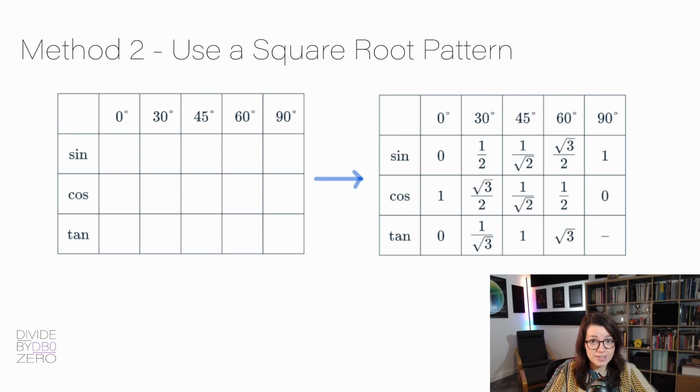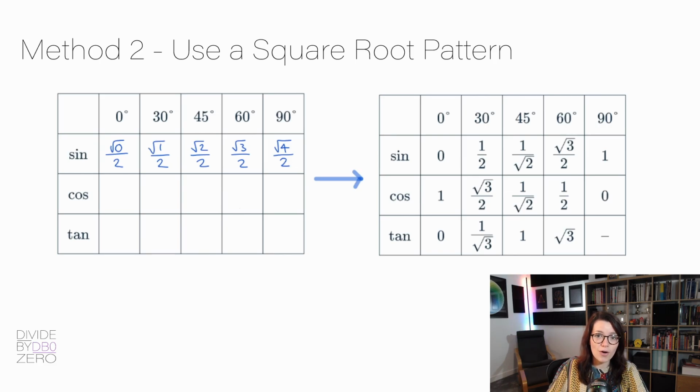There's lots of variations of this particular method out there, but I find this one pretty straightforward to use. So what you do is you start with your empty table with your angles at the top and then sine, cos, and tan written down the side. Inside the table, you memorize what you need to write in there. You start with root 0 over 2, and then root 1 over 2, root 2 over 2, and so on. The numbers in the square roots are increasing by 1 each time, and the denominator's always staying as 2.